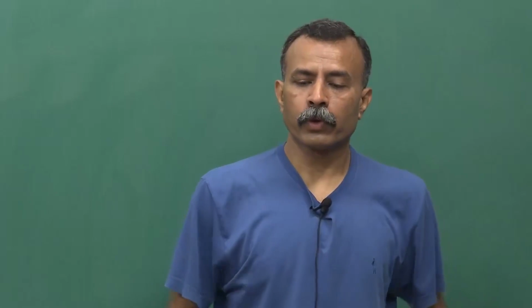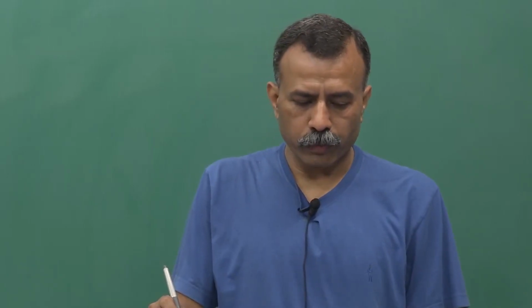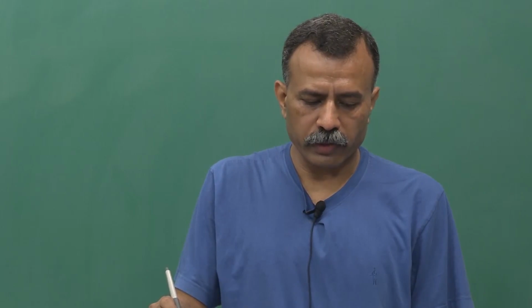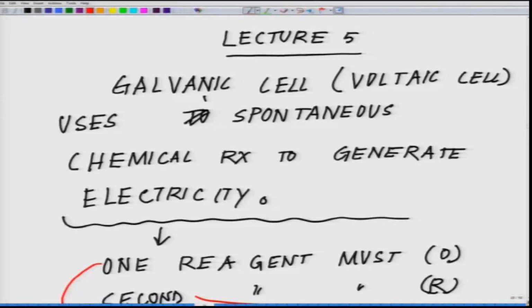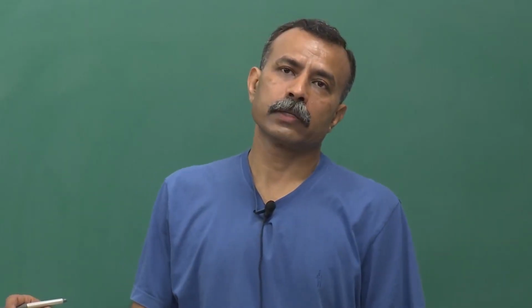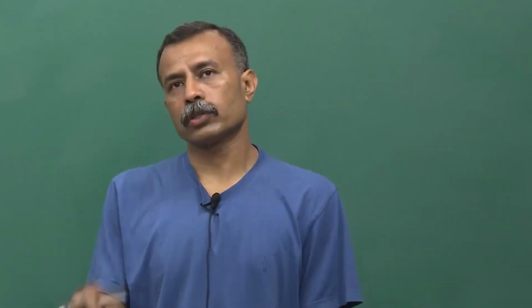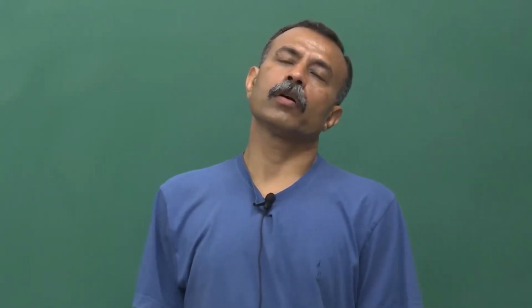So, just a small recap. When we talked about galvanic cells in the last class, we put up a definition which I wanted to revisit. A galvanic cell, which is a voltaic cell, uses a spontaneous chemical reaction to generate electricity, and I mentioned two things here. One reagent must oxidize and the second one must get reduced, and the two should not be in contact. So, we talked about the most classic situation of the Daniell cell, with the zinc and the copper electrode, where zinc gets oxidized and copper receives those electrons generated by the zinc, and they are separated in two different compartments, zinc in zinc sulfate and copper in copper sulfate.